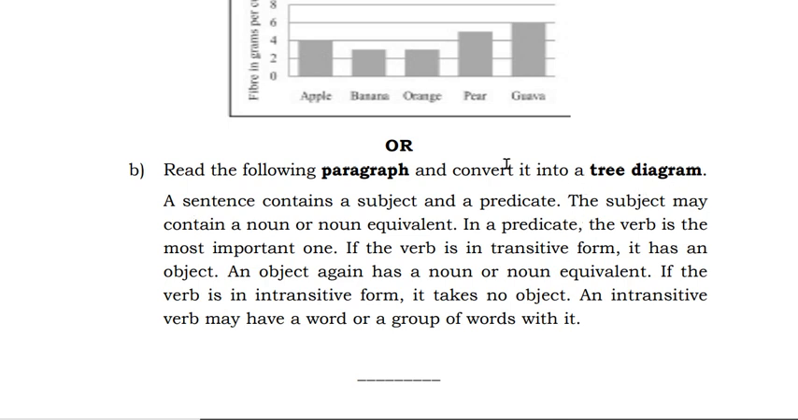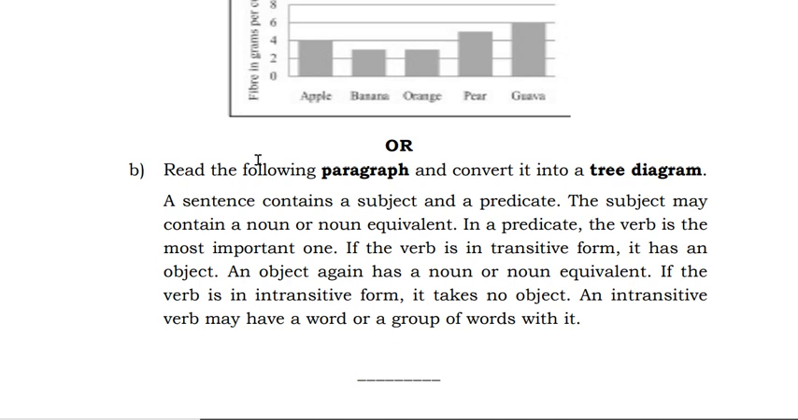You know how to write a tree diagram. For example, here they give it about sentences. Okay, sentence. Here you write sentence. Then you divide that into two. And when you divide that into two, what are they? A sentence contains a subject and predicate. So subject is one side, predicate is the other side.